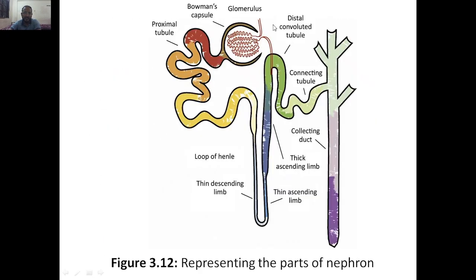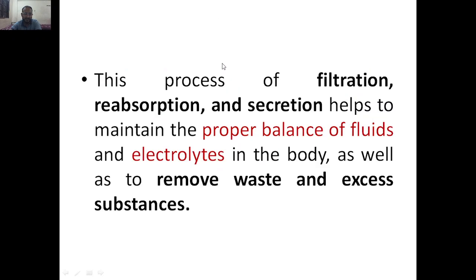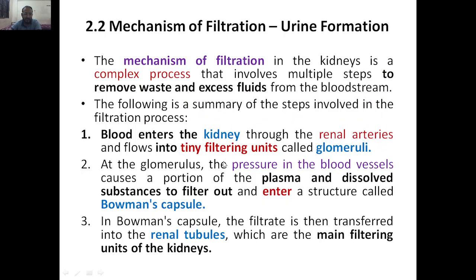This is the Bowman's capsule. Here filtration occurs, the blood is coming, filtration is occurring, and then it enters this particular part, where almost all nutrients which are present in the blood are filtered. Whereas the proximal tubule will reabsorb them, that we will see. So that was the second step.